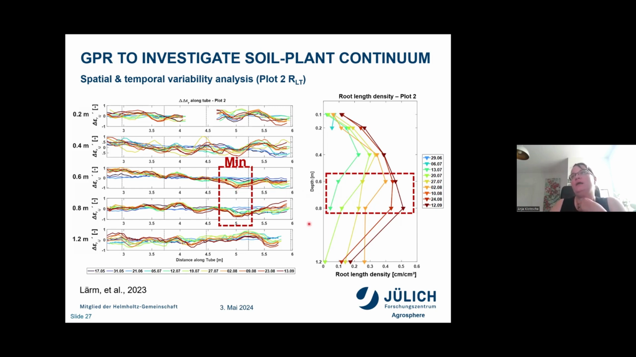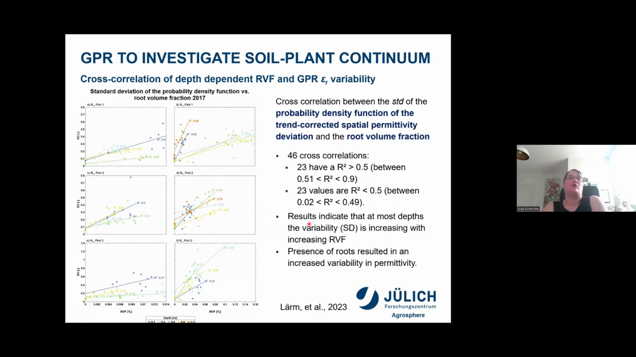And that's why Lena then, in the next step, cross-correlated the standard deviation of the probability density functions, so actually the variability that we can see with the permittivities, with the root volume fractions. And what she found was that for half of the data that she had, she found a pretty okayish correlation, so more than 0.5. Half of the data were not that great in the correlation, but there are also some ideas why.